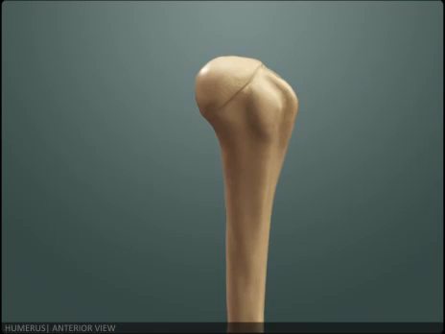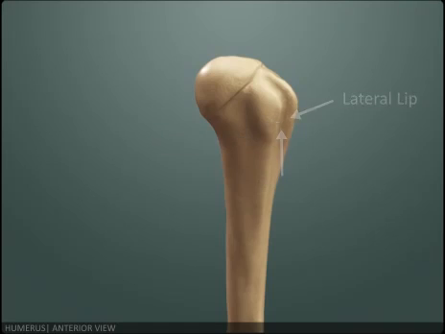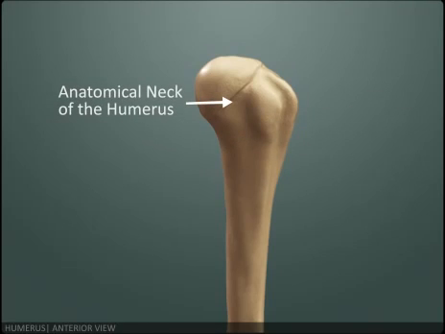The bicipital groove consists of three parts: the medial lip, the floor, and the lateral lip. The constriction just beyond the head of the humerus is called the anatomical neck of the humerus. The capsule of the shoulder joint is attached to the anatomical neck, except medially, where the capsule is attached to the shaft, half an inch below the anatomical neck.